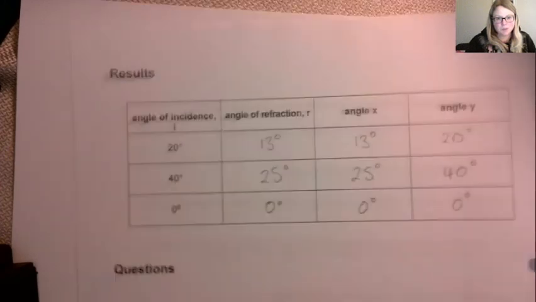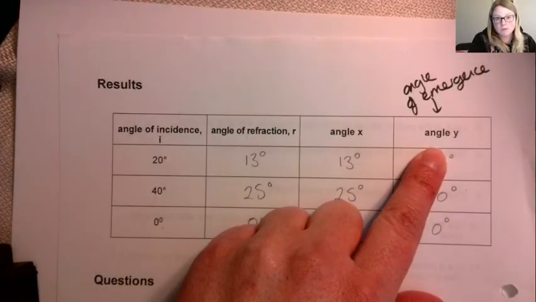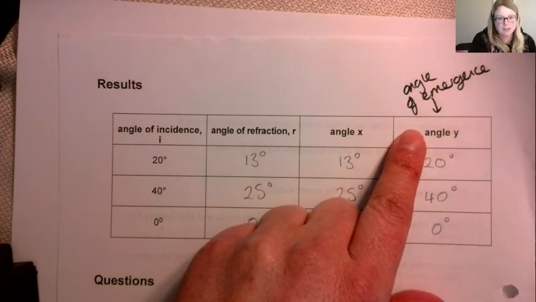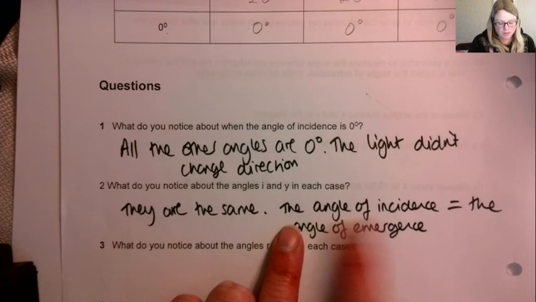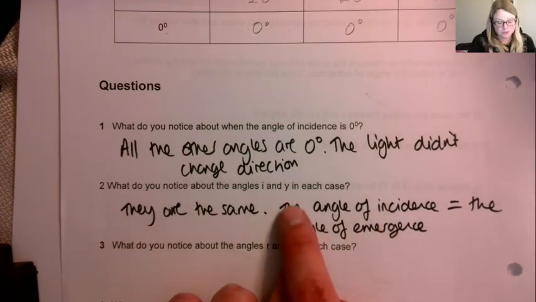See this angle Y? We can actually call it the angle of emergence, which just means it's on its way out, it's emerging. Okay, so if you add that in for me there, and then add this in. So the angle of incidence, which was I, is equal to the angle of emergence, and the angle of emergence was the one that we called Y in that table.